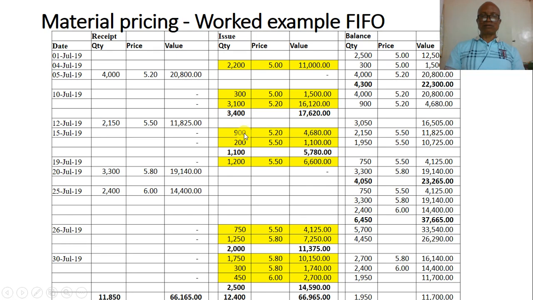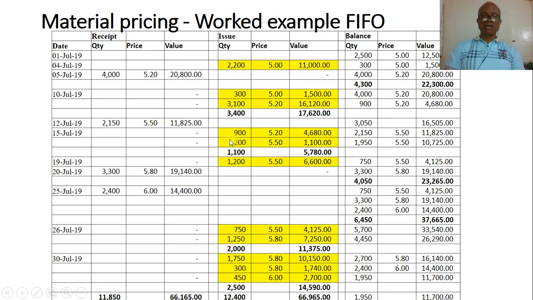So you have to go back to what you have. 900 units, remember, as at the last count, that you have now exhausted at the rate of 5 naira 20 kobo, that will give you 4,680. And then the other batch you are taking from is the latest batch, because you've exhausted the old batch. So you move to the next batch.